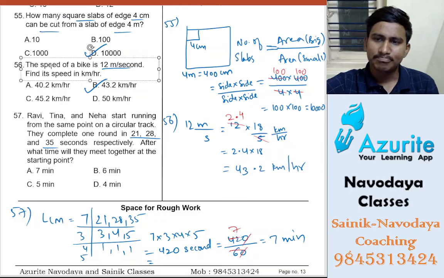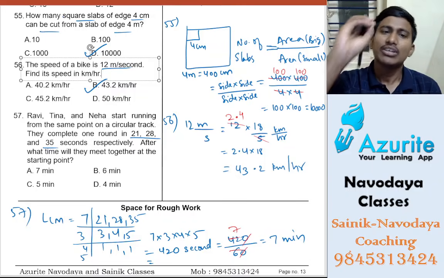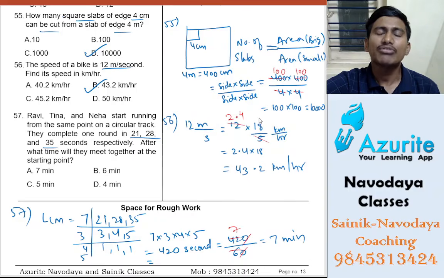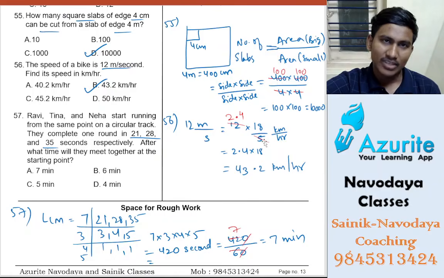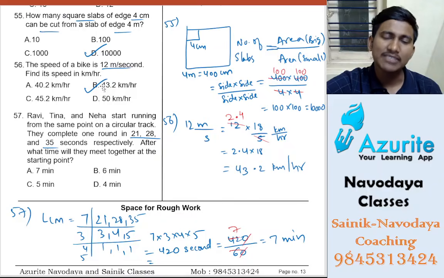56 question, right? The speed of the bike is 12 meter per second. Find the speed in kilometer per hour. We should remember that when you want to find from meter per second to kilometer per hour, we have to multiply with 18 by 5. Again I am telling. So now cancel it. 5 2s are 10, 2 will be remaining, 5 4s are 20. So 2.4 will come. 2.4 into 18, it will be 43.2 kilometers. So option is option D here.